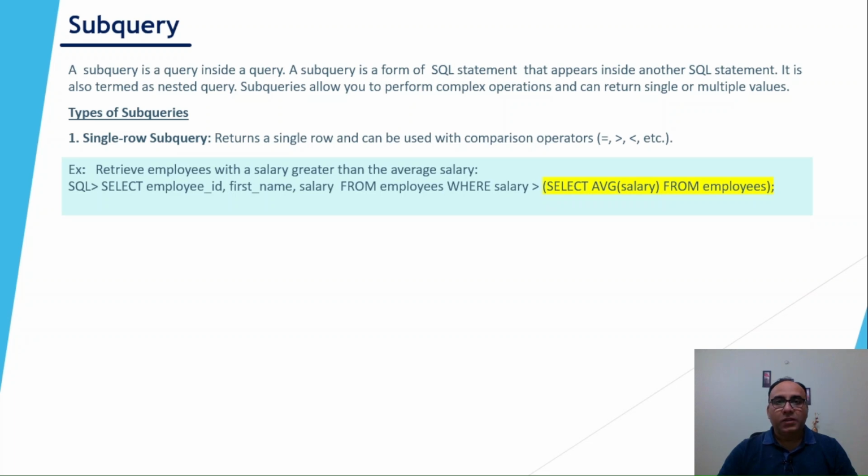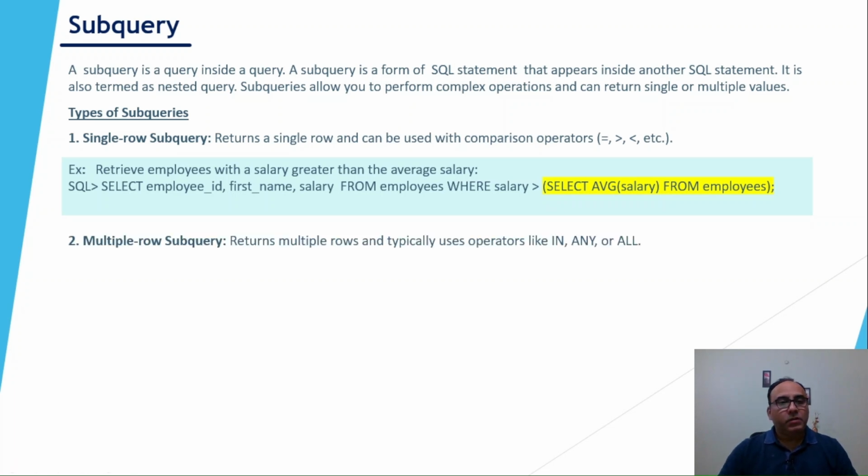So how will this particular query be executed? First this subquery will be executed, and it will retrieve the average salary from the table employees. Thereafter the system will execute the outer query. So in a nutshell, we will get employees with a salary greater than the average salary.